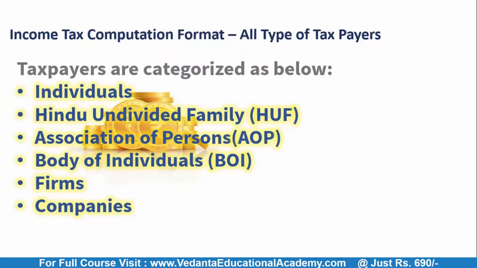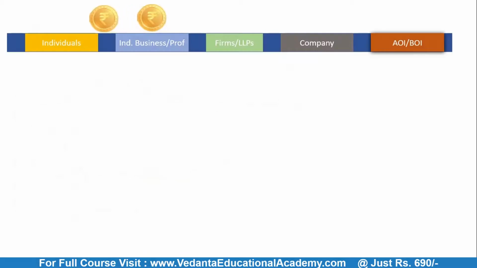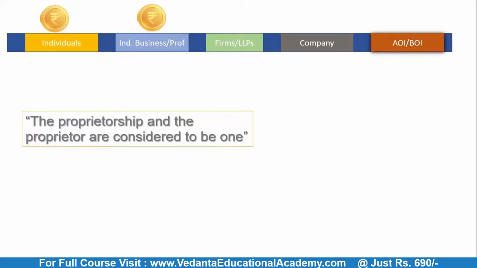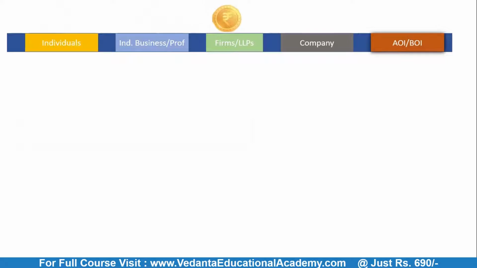For the income tax computation format, first we start with individuals. When an individual person has income from salary, income from pension, income from house property, and income from other sources, we discuss the computation of income tax. We also discuss an individual person carrying on a business, which is known as a proprietorship. The proprietorship and the proprietor are considered to be only one, so whatever income from business and any other sources is computed for income tax. We also discuss professions.